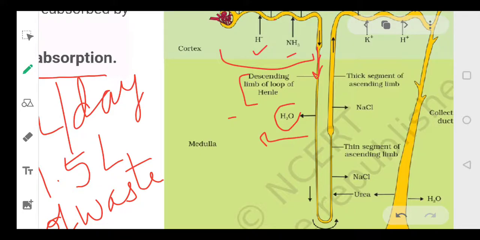But it is impermeable to electrolytes. ठीक है, इलेक्ट्रोलाइट्स को impermeable है. क्लियर है? तो जैसे जैसे फ्लूइड नीचे जाता जाता है, वाटर एब्जॉर्ब होता जाता है और आपका यूरिन कॉन्सेंट्रेट होता चला जाता है.